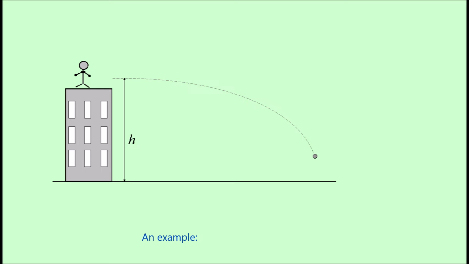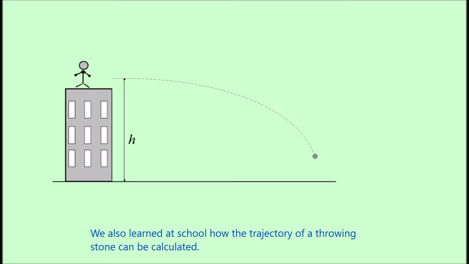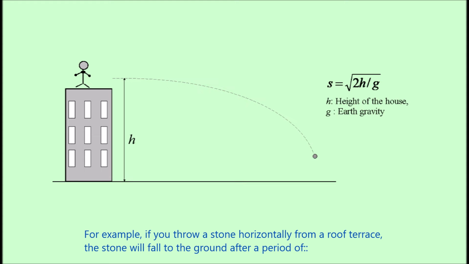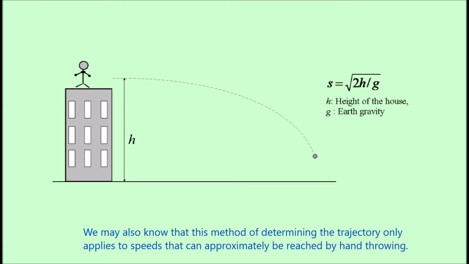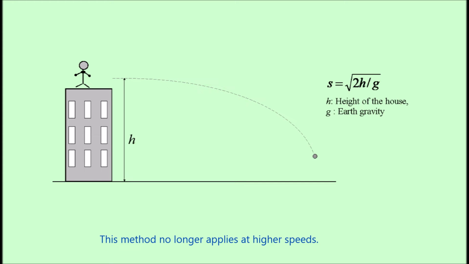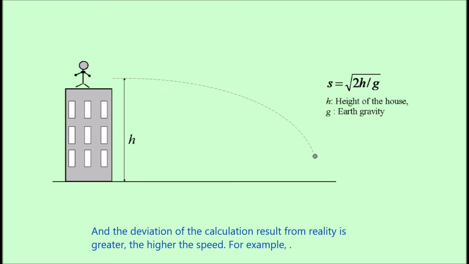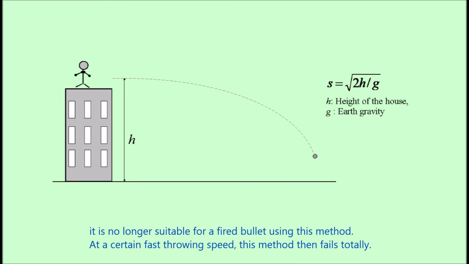An example. We also learned at school how the trajectory of a thrown stone can be calculated. For example, if you throw a stone horizontally from a roof terrace, the stone will fall to the ground after a period of. We may also know that this method of determining the trajectory only applies to speeds that can approximately be reached by hand throwing. This method no longer applies at higher speeds. And the deviation of the calculation result from reality is greater, the higher the speed. For example, it is no longer suitable for a fired bullet using this method. At a certain fast throwing speed, this method then fails totally.